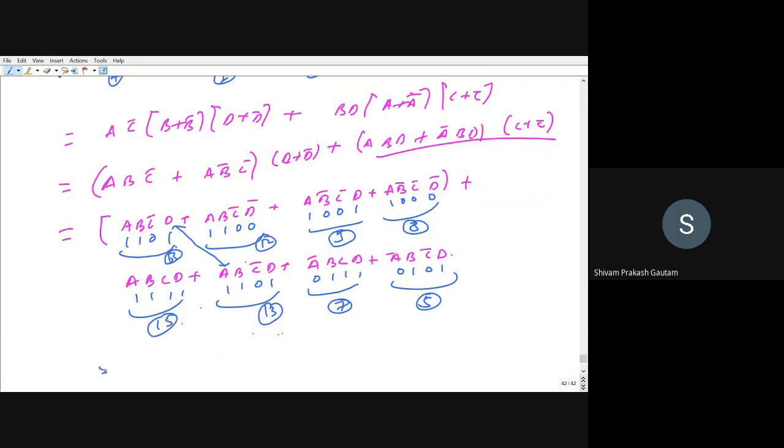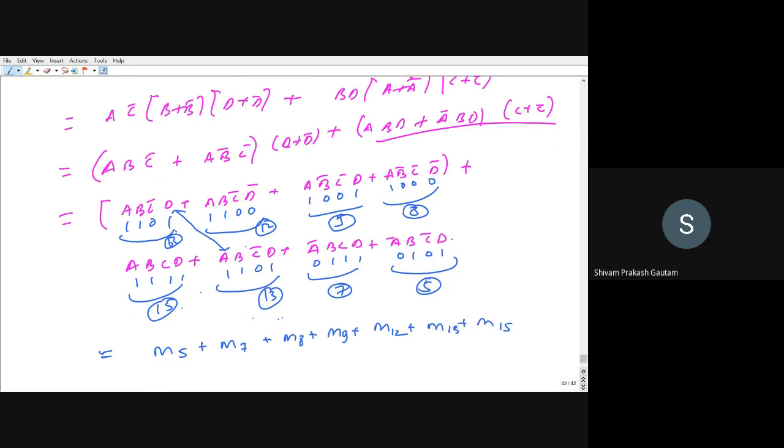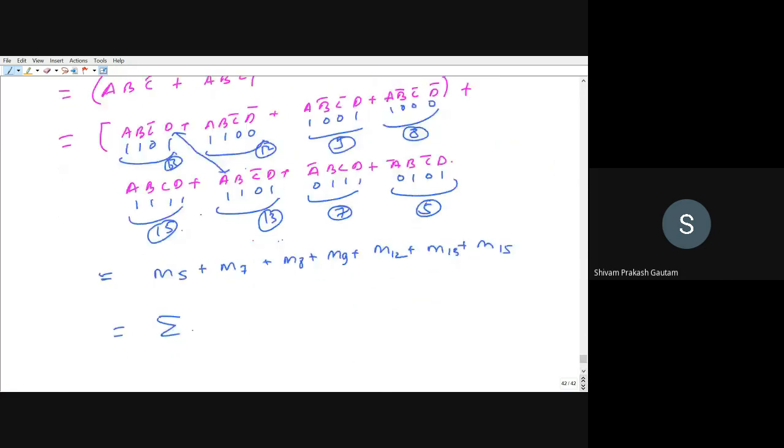So this you can write it as min term of 5 plus min term of 7 plus min term of 8 plus min term of 9 plus min term of 12 plus min term of 13 plus min term of 15, right? And you can write again summation of small min term 5, 7, 8, 9, 12, 13, and 15. This is a function of 4 variables, that is A, B, C, D.